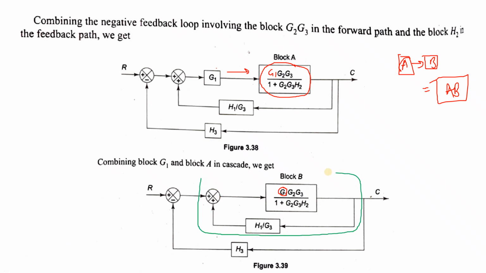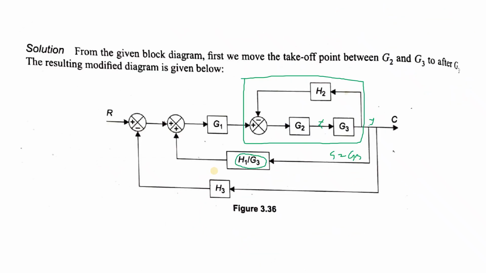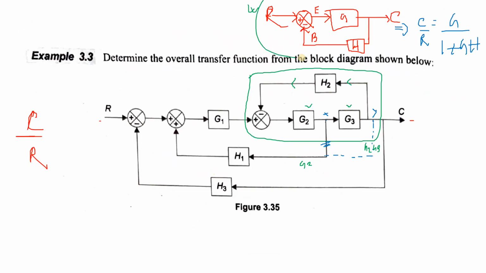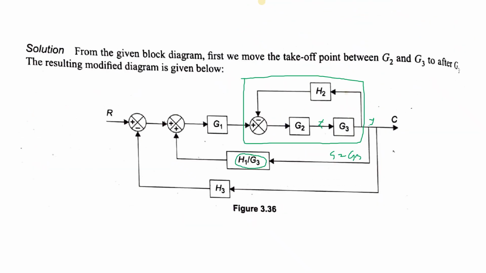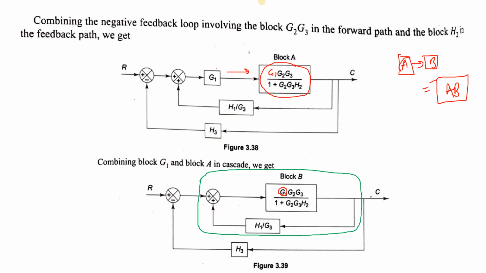Now you can see again we have a forward path like this block. So we are looking for this forward path. Always we will look for this. Our target is to look for this particular construction or this particular figure.